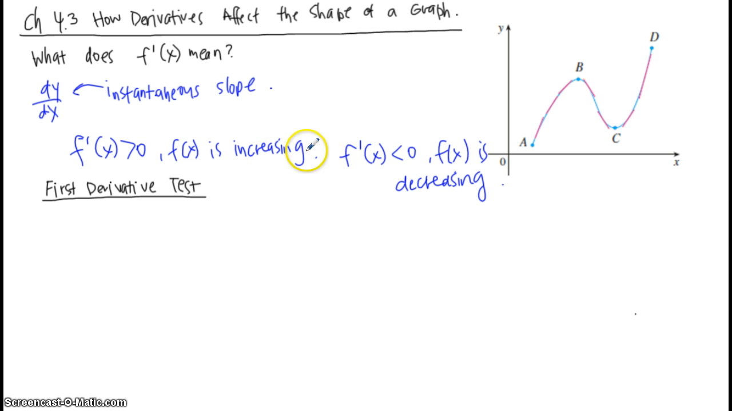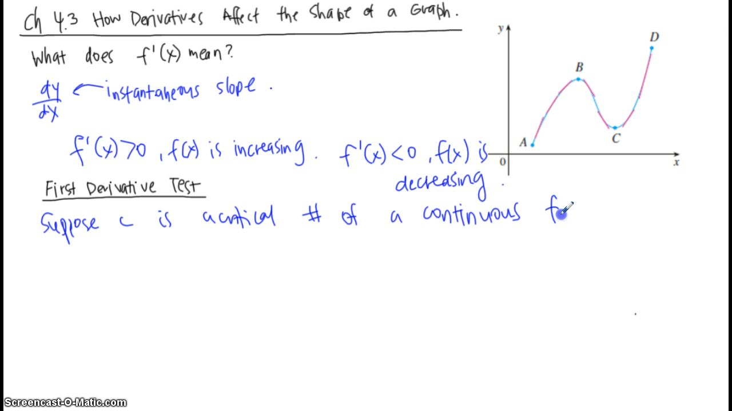Now, using this rule alone, the first derivative test can actually tell us something about our local minimums and maximums, right? So suppose that c is a critical number of what we call a continuous function. Remember, it has to be continuous. Then when do we have a local maximum?